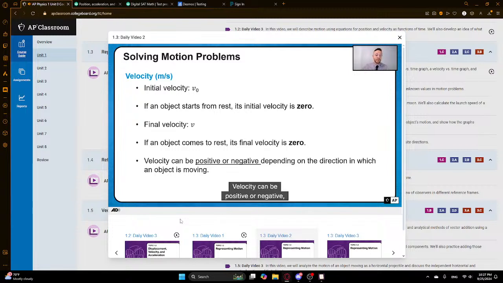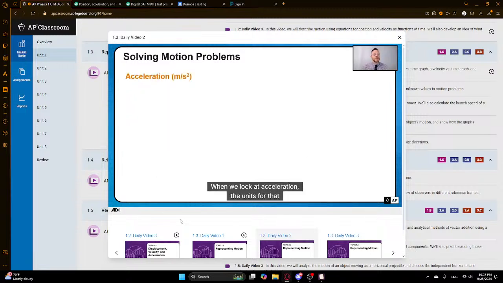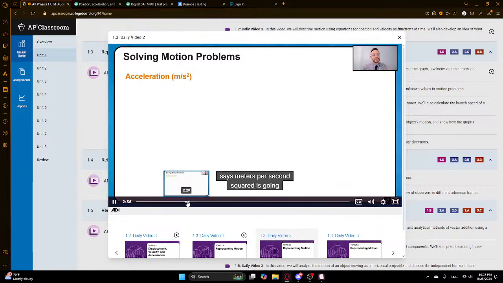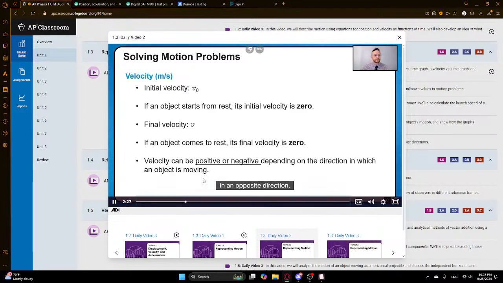Velocity can be positive or negative depending on the direction in which the object is moving. So you're going to have to look out for that, especially if it says the object turns around or is moving in an opposite direction. When we look at acceleration, the units for that are going to be meters per second squared. So any quantity that you see in a problem that says meters per second squared is going to talk about acceleration.